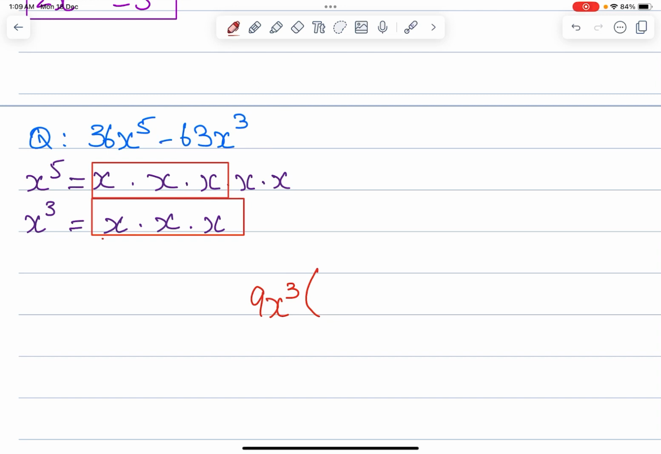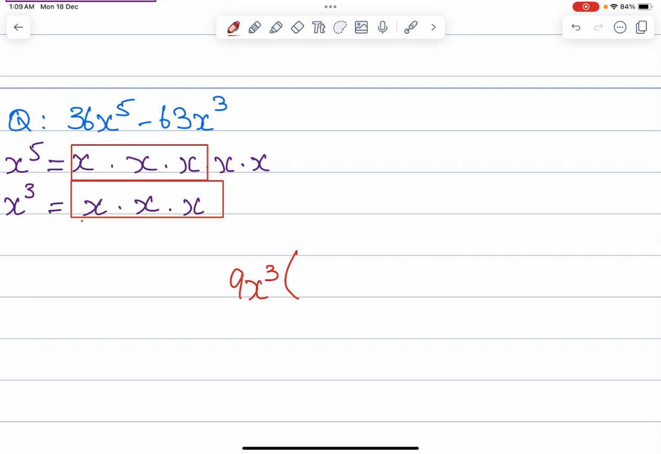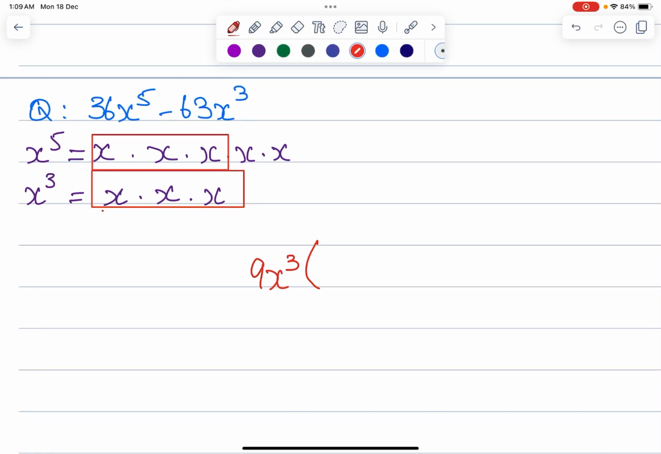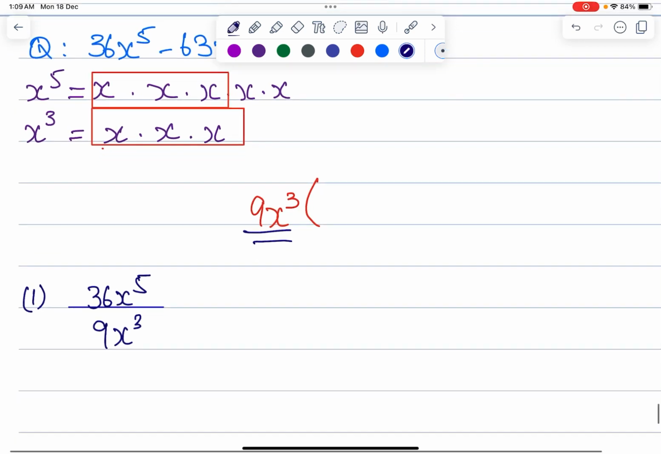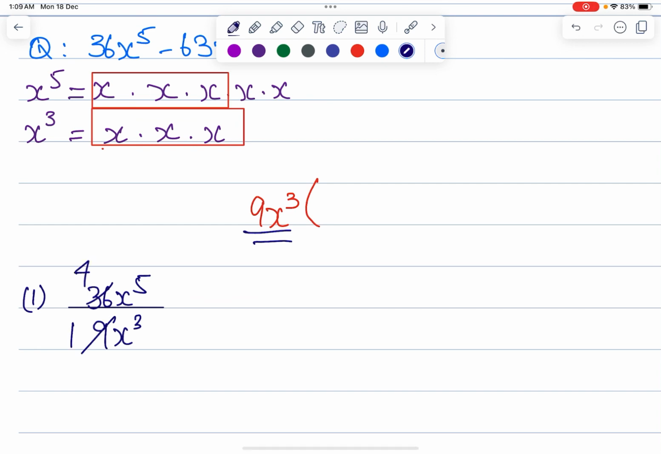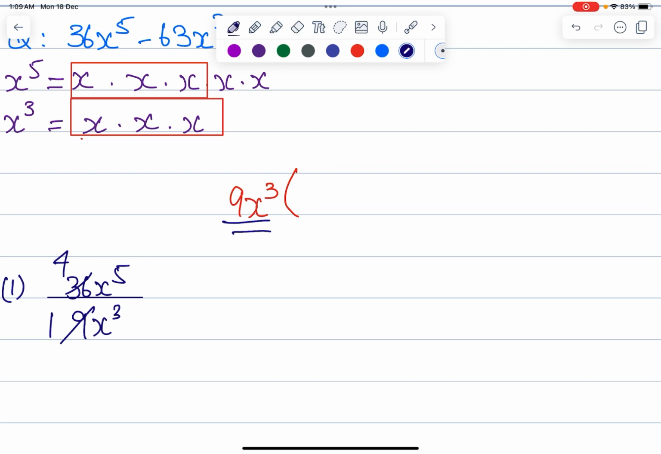I told you that you can either do it directly, or, since you got your greatest common factor, you take both of the terms. You take 36x to the power 5 first, and you divide it by 9x to the power 3. This is the greatest common factor which we got, right? So you divide by the greatest common factor and you get the value which you have to put inside your parenthesis. 9 times 4 is 36, and 5 minus 3 gives you 2. So what do you have? You have 4x to the power 2 from this side.